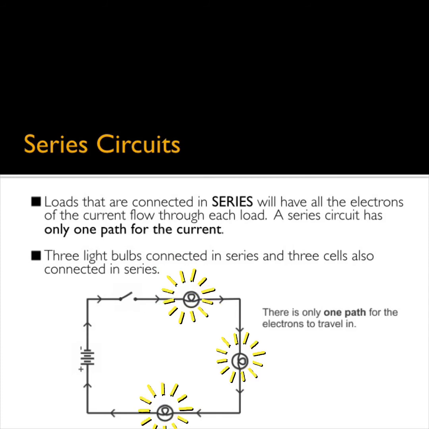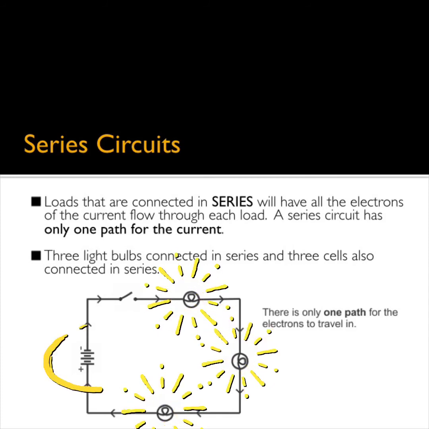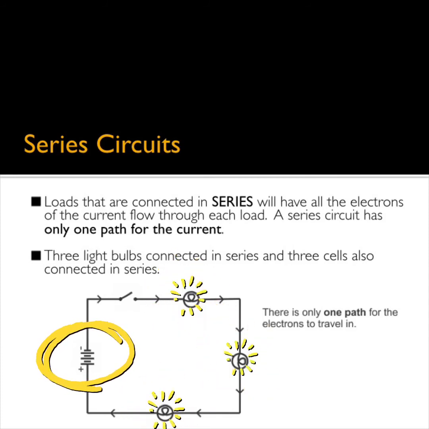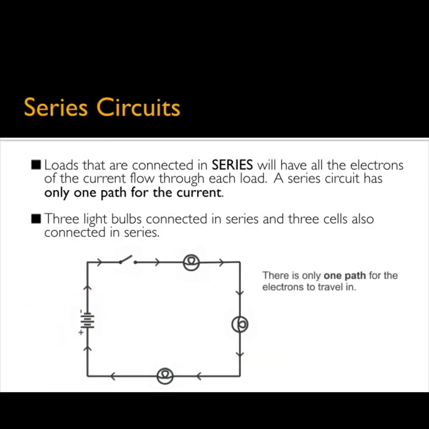These three light bulbs are connected in series. However, these three cells are also connected in series. That is to say, these three cells are connected in series so that the electrons only have one path for the current to flow. So overall, this whole circuit is in series. All of the loads and all of the cells are in series.